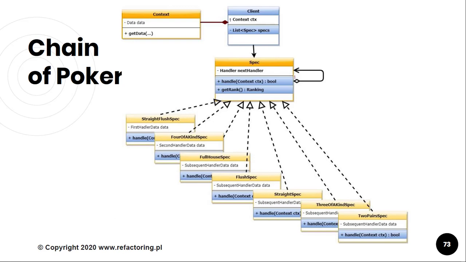straight flush will be the first handler, because we merged royal flush with straight flush. Then, if the poker hand cannot be associated with straight flush, four of a kind handler is coming into the picture. Then full house, then flush spec, then straight spec, then three of a kind, two pairs, one pair, and finally high card handler. Let me open the sources.